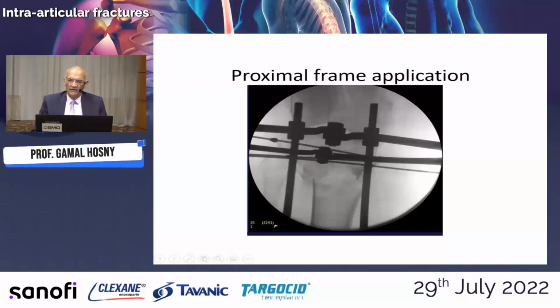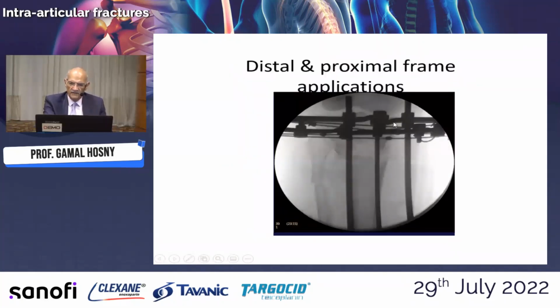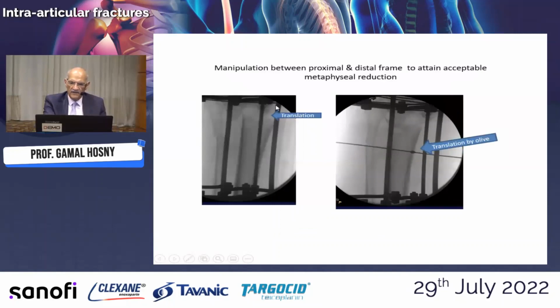The first wire, we do traction. We tension the wire to 130 kilograms, and we put the frame on the proximal part. So we temporarily fix the proximal part, then we apply the frame. You see two opposite olive wires. See the fixation. Then we start to apply the frame to the distal part. So we have proximal and distal.